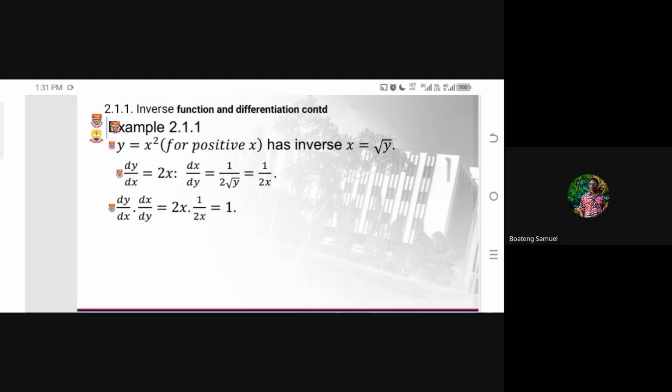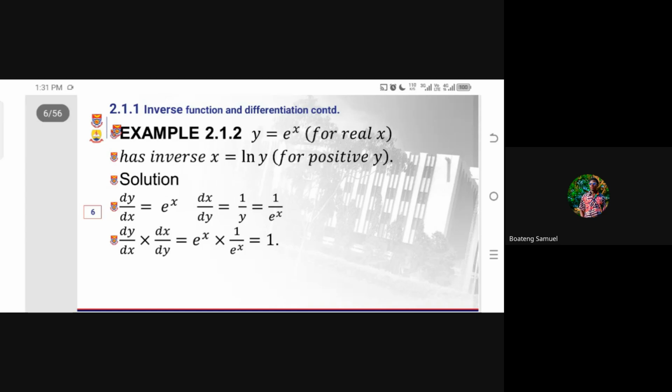Yeah. All right. So the next example, let's try and solve for this one too. This is an exponential function. So let's find the derivative of e to the power x, which is dy dx. What are we getting? E to the power x. And what will be the inverse, which is dx dy?